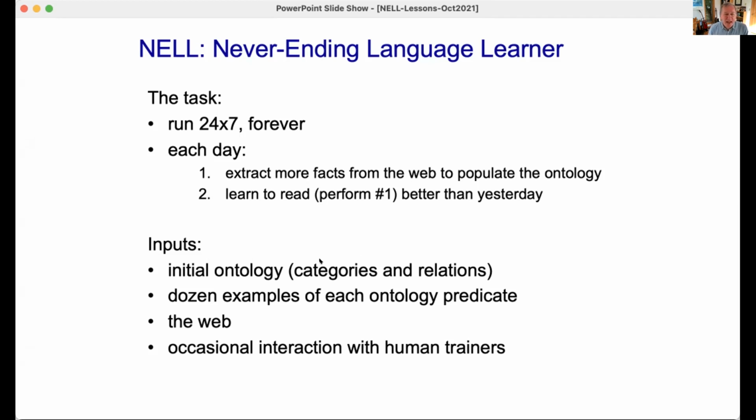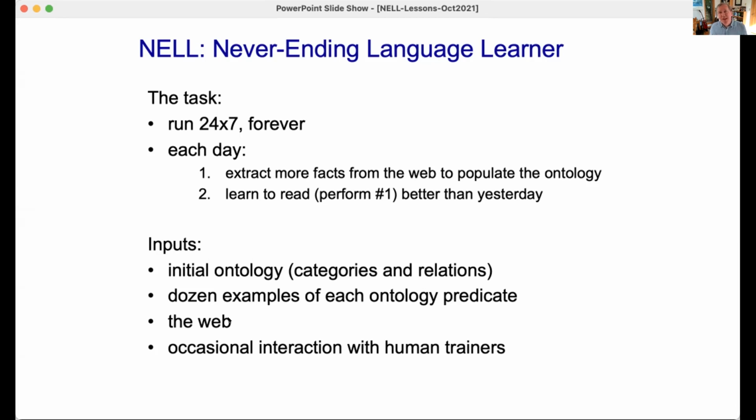For each of these categories and relations in the ontology, we provided NELL labeled examples, about a dozen labeled examples of each. So if we said person is a category, we'd give a dozen noun phrases, Daniel Silver, for example, as an example of a person. But primarily, NELL had to learn from the unlabeled data on the web.